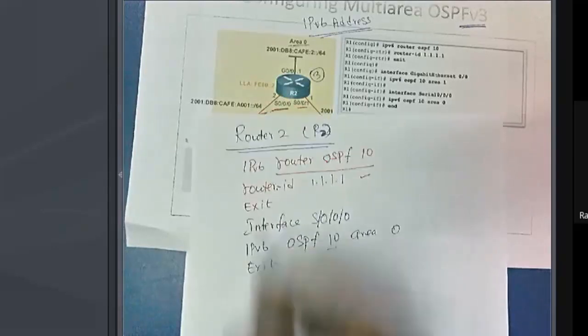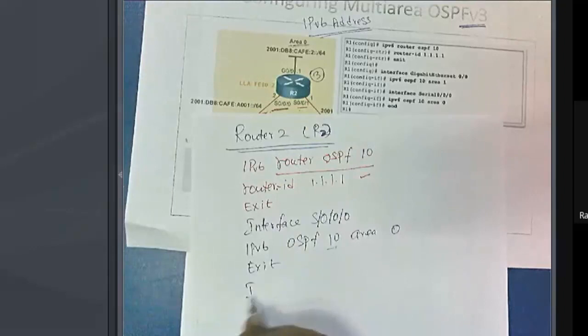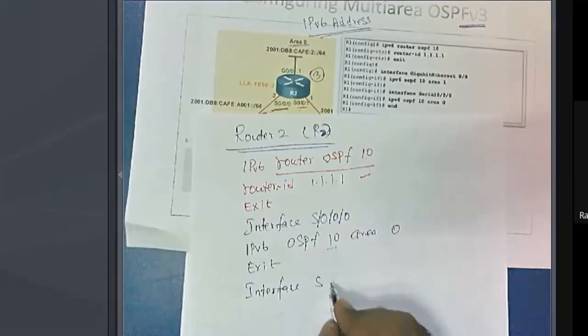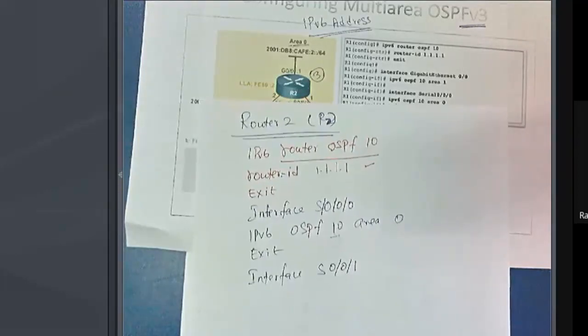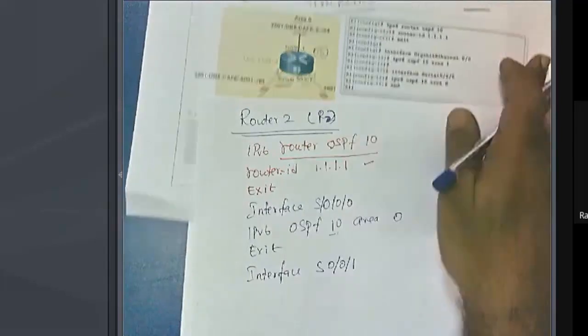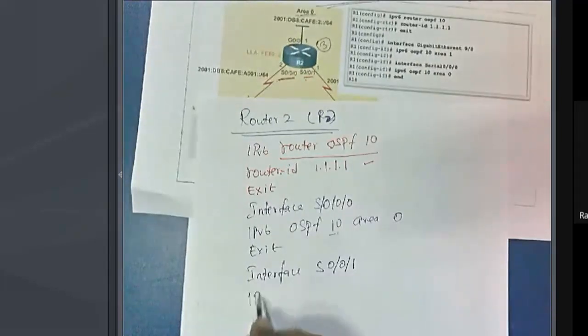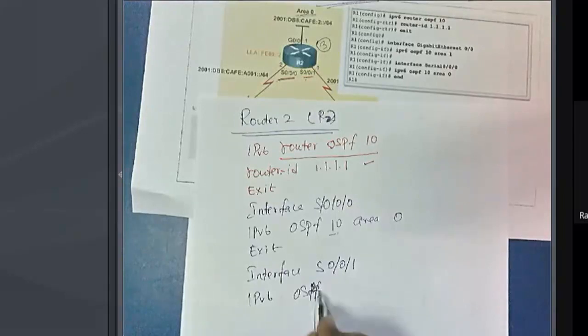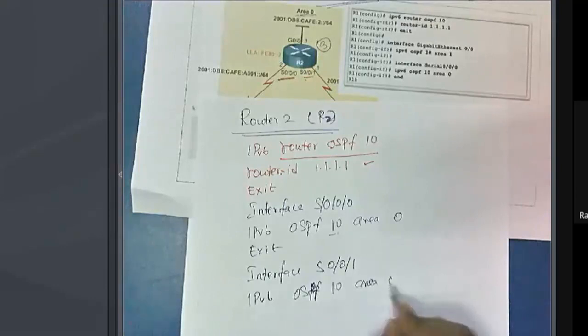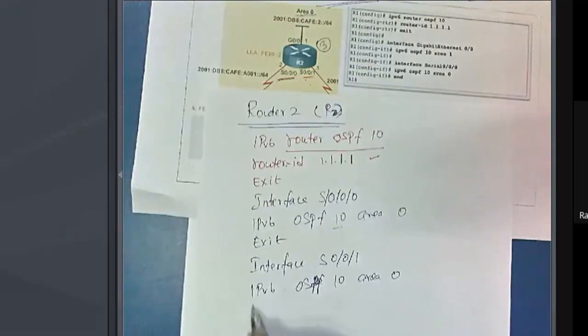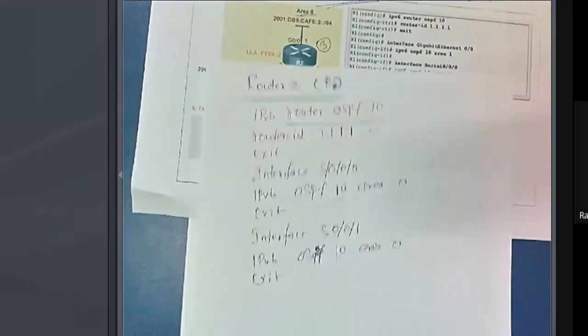Then go to the next interface. So next interface is interface serial 0/0/1. I'm going for the next interface. Then here also I want to enable IPv6 OSPF 10, area, this is also area 0. All are in area 0. Okay, exit. Now let me go to the next interface.